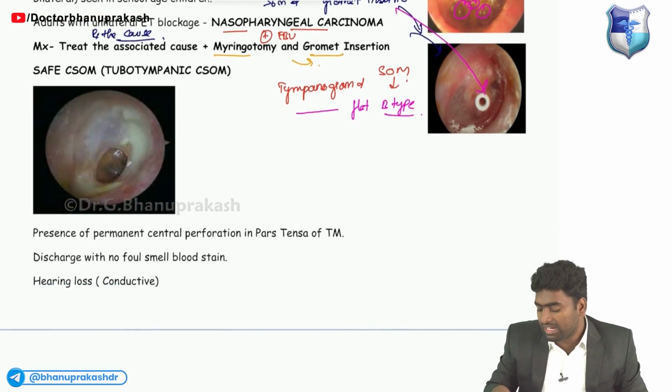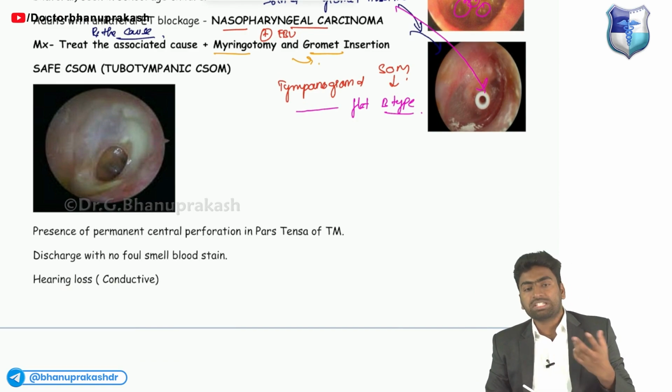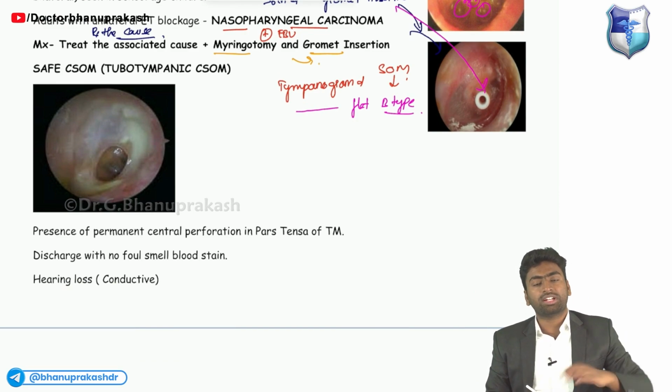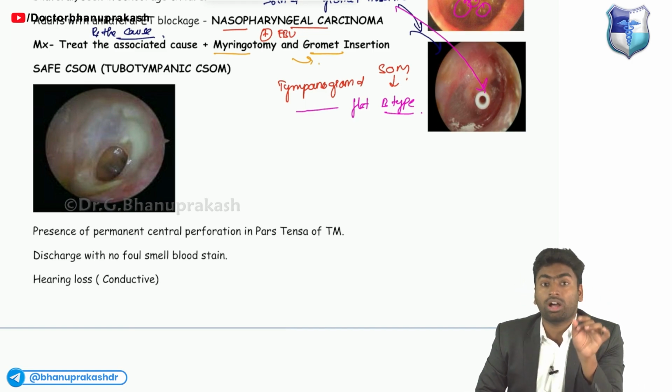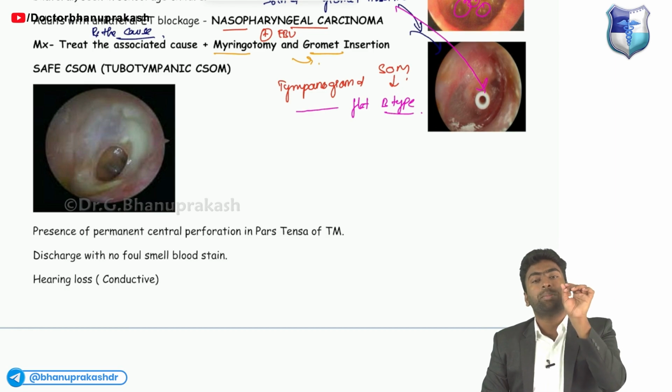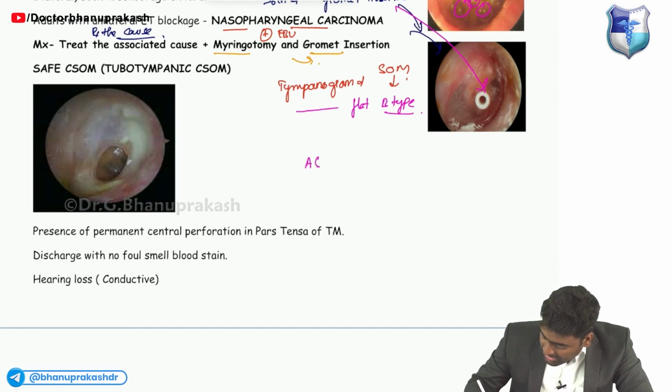Next, if this condition is getting infected, then it will lead to two conditions, which are known as what? Serous otitis media can convert into two conditions. Acute suppurative means there is pus formation. Acute suppurative otitis media.